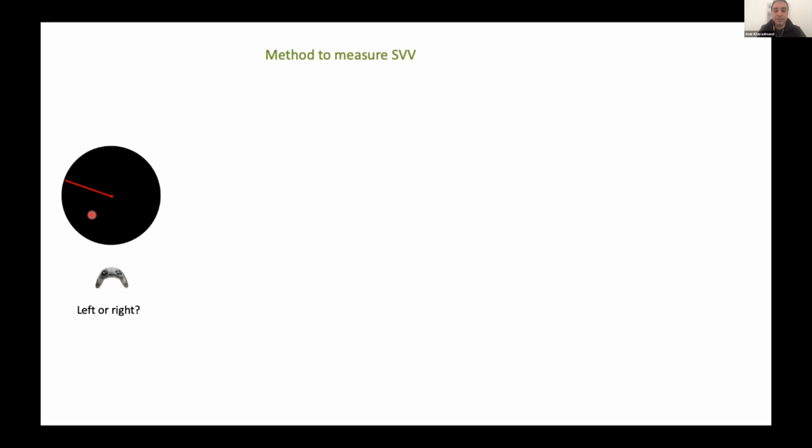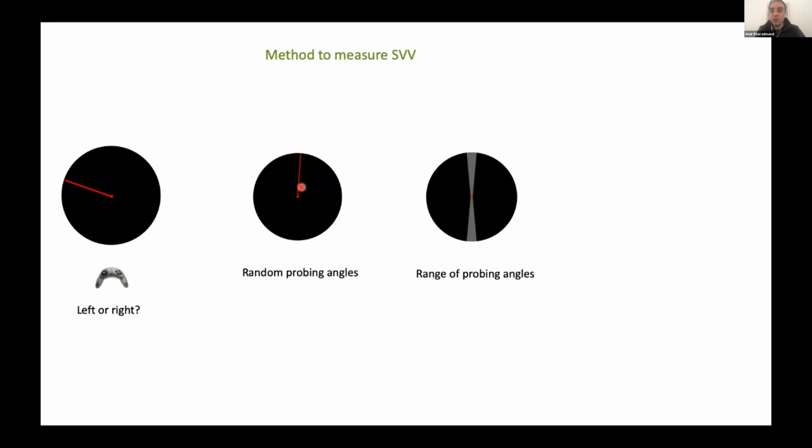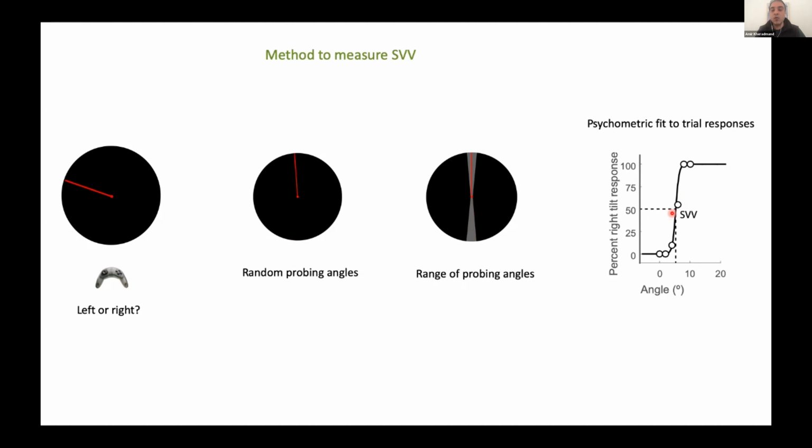And here's an example of back-to-back trials, fast forward. The line is showing up in random orientation. Here you can see the range in which the line is presented randomly, in gray. Based on this method, the SVV is measured by first plotting the percentage of right or left responses at different angles, and then fitting a psychometric curve to these responses. The SVV value would then be the point on the curve with a 50% chance of reporting right or left responses.